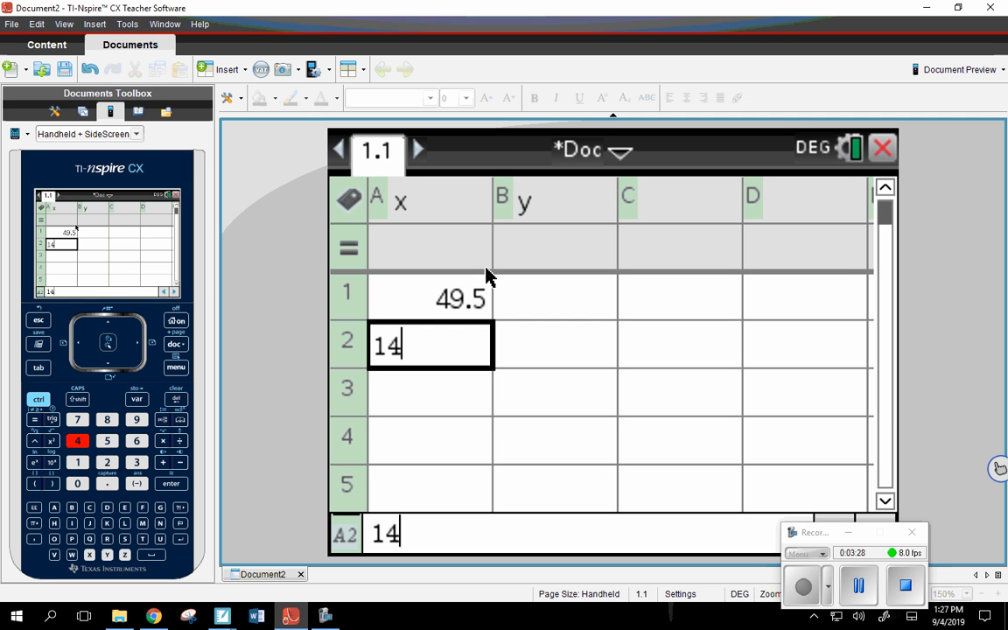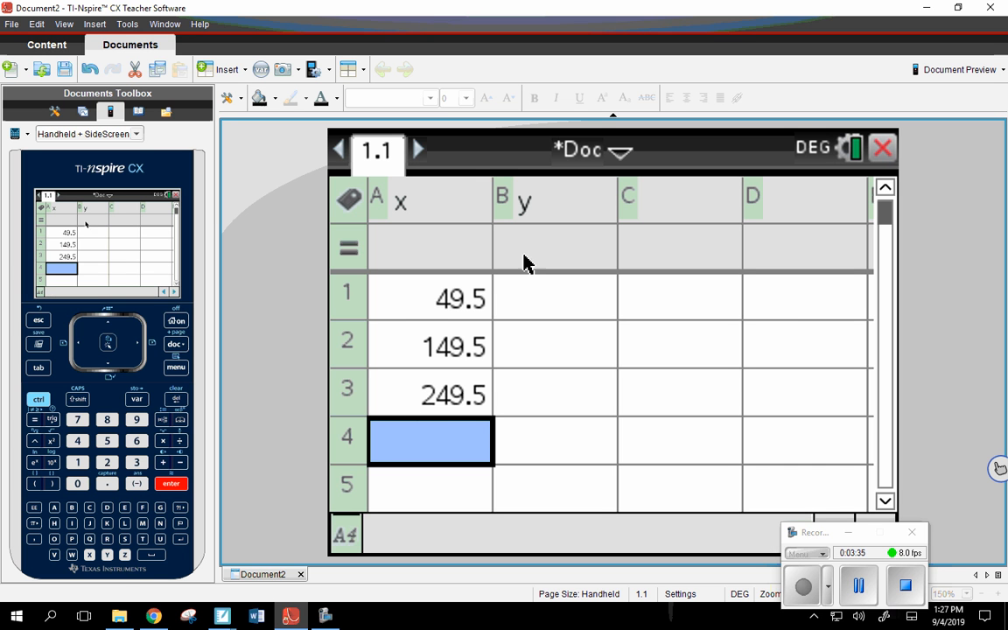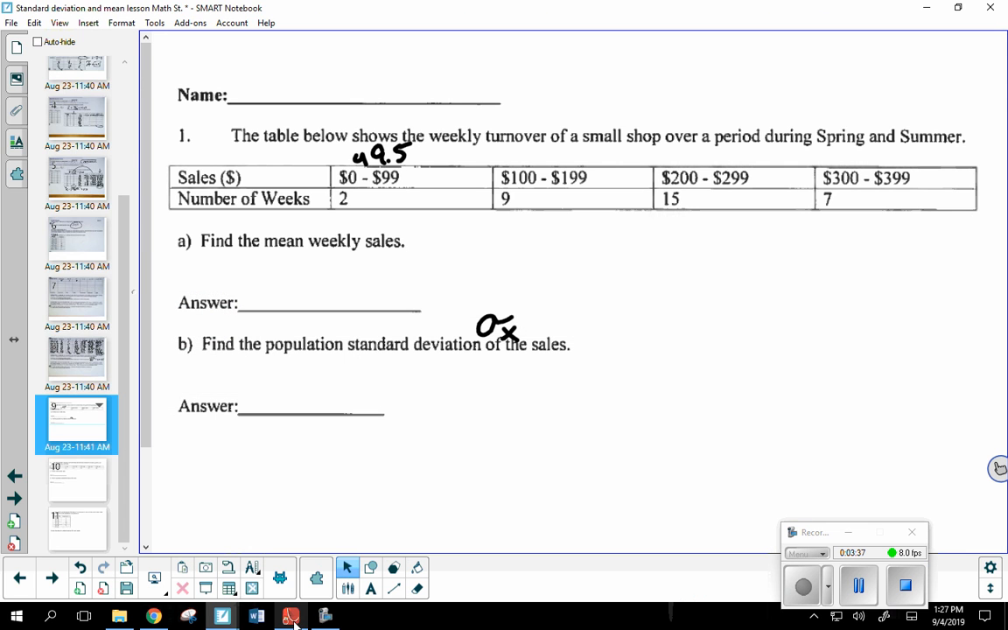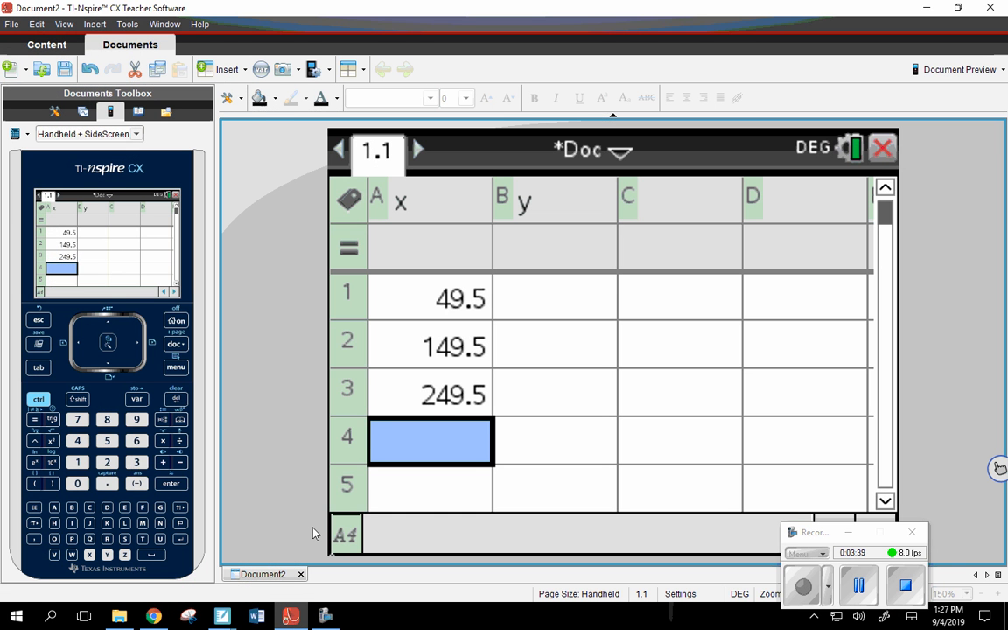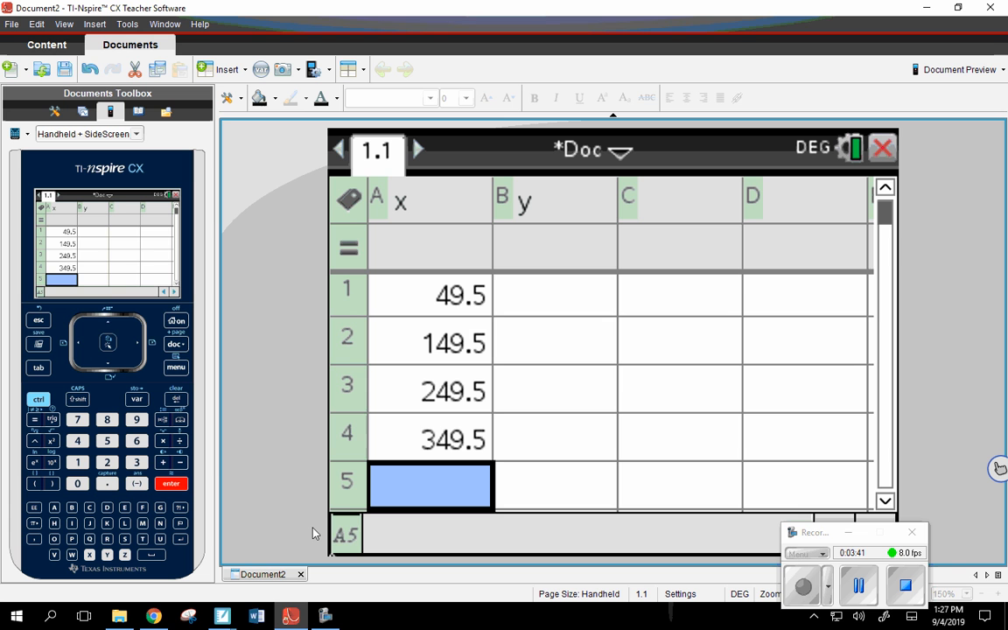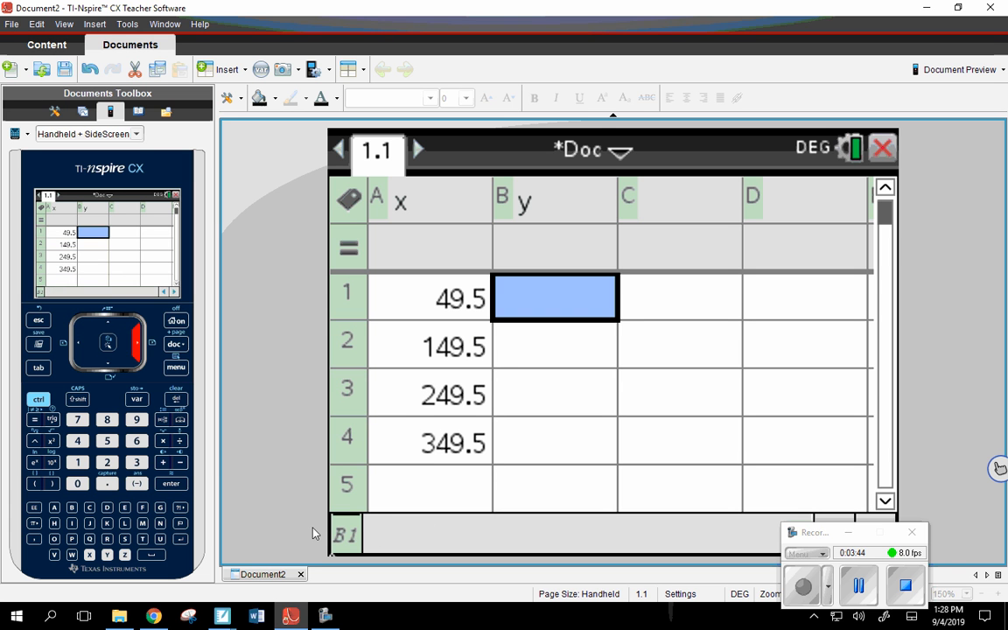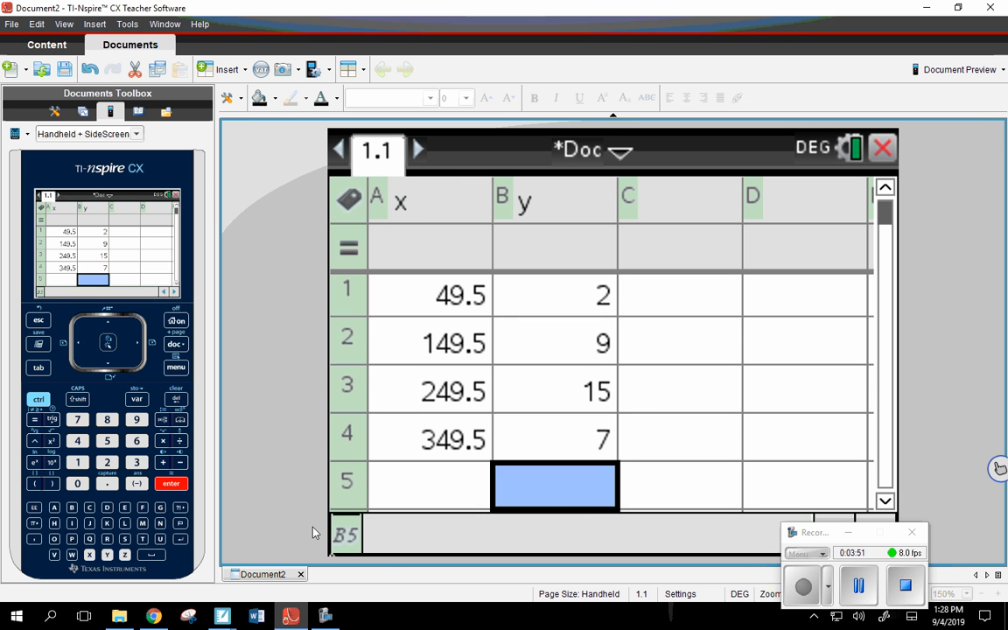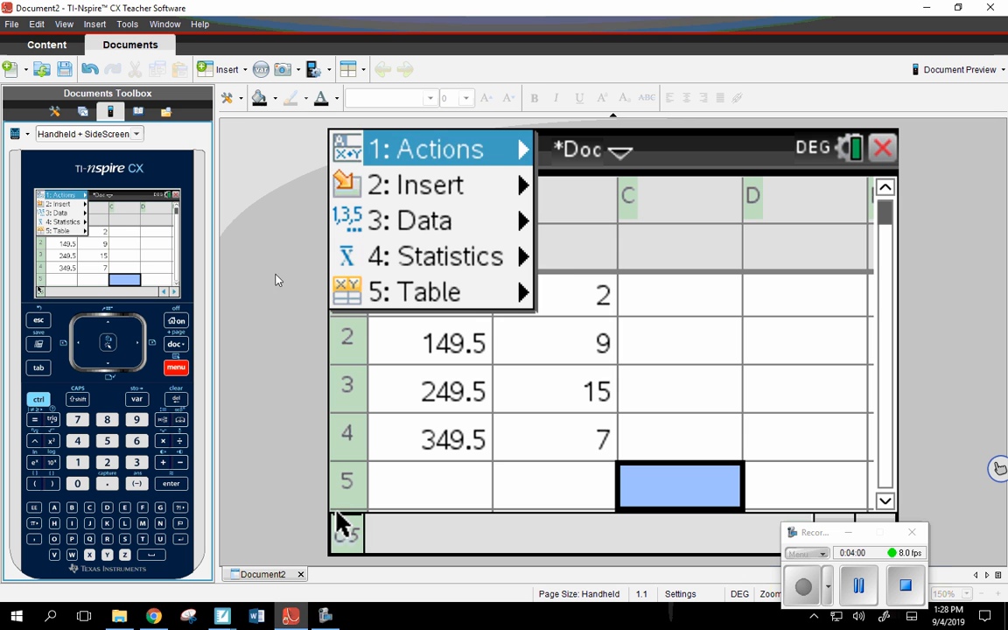Then we have 149.5, 249.5, because all the classes are of equal width. How far does this go? To 349. Okay, so one more. 349.5. And then I remember the first one was 2, then it was 9, 15, and 7. Okay. So I've got all the data in. Now, where do I go? Okay, menu. Statistics.